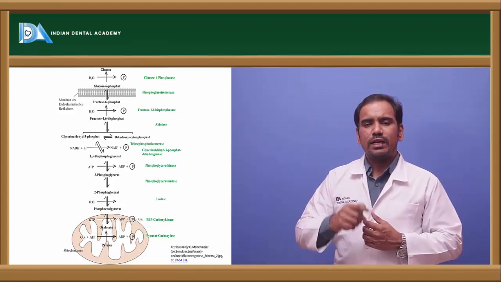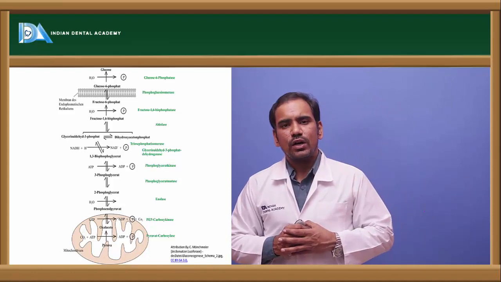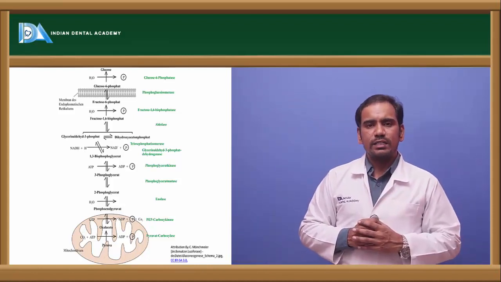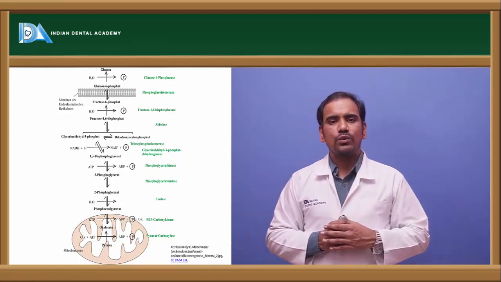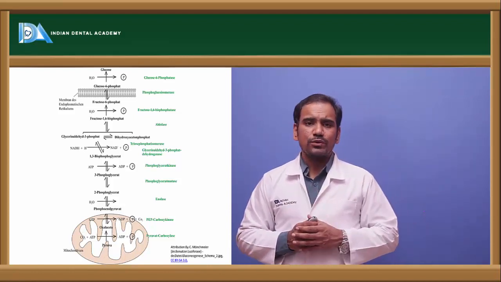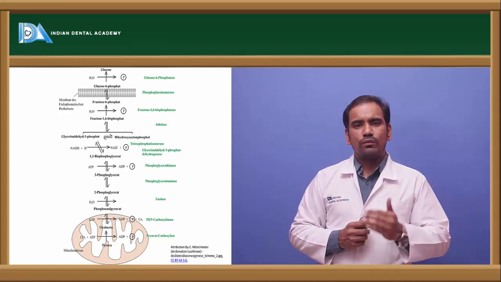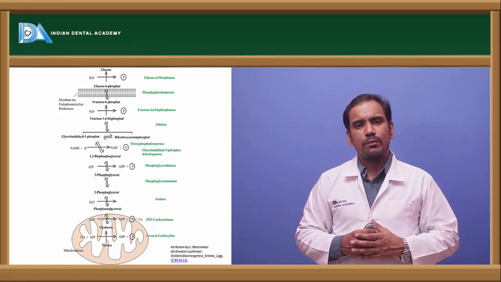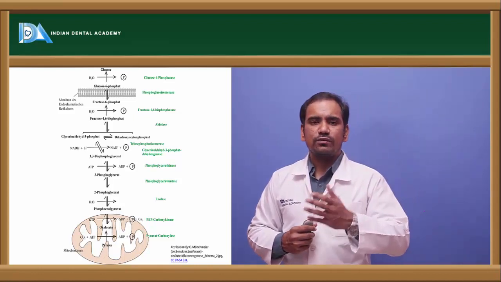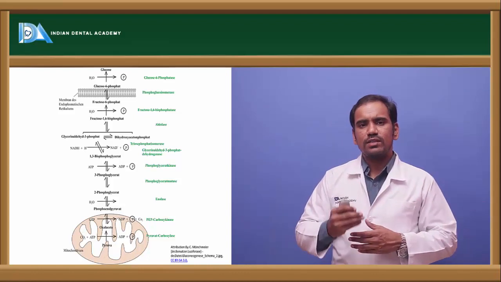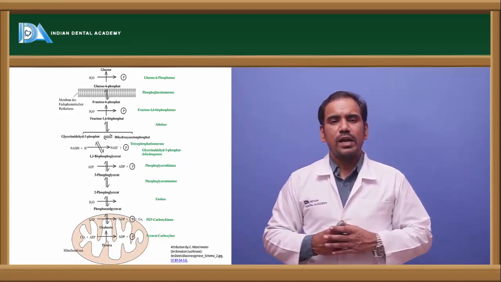That oxaloacetate can be converted into phosphoenol pyruvate, and that is brought about by an enzyme called phosphoenol pyruvate carboxykinase. This step requires GTP, and there is removal of carbon dioxide in this reaction, so oxaloacetate is converted into phosphoenol pyruvate. Now what happens to that phosphoenol pyruvate? It is converted into 2-phosphoglycerate by the action of enolase. 2-phosphoglycerate is converted into 3-phosphoglycerate by the action of mutase. 3-phosphoglycerate is converted to 1,3-bisphosphoglycerate by the action of 1,3-bisphosphoglycerate kinase. Then 1,3-bisphosphoglycerate is converted into glyceraldehyde 3-phosphate by the action of glyceraldehyde 3-phosphate dehydrogenase.